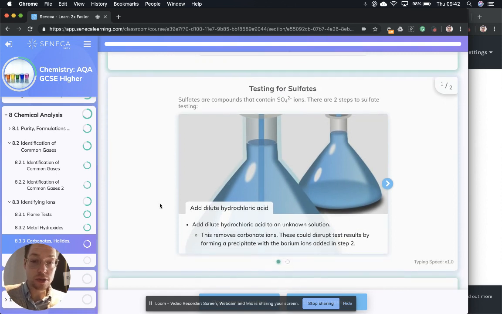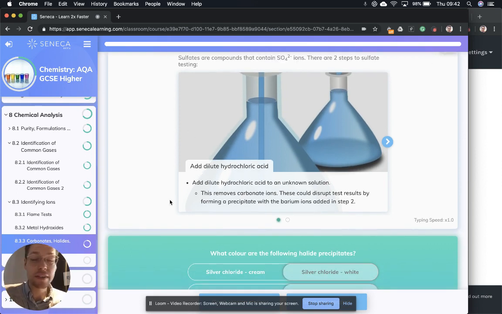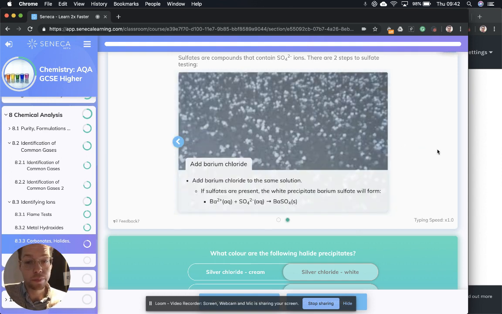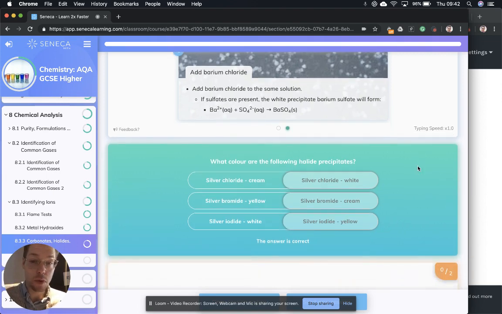Now, testing for sulfates. Let's run through the process. So what are sulfates? They are compounds that contain SO4 ions, and there are two steps for testing. Step 1, we add dilute hydrochloric acid to an unknown solution, and this gets rid of any carbonate ions, okay? And that could disrupt the results because carbonates could form a precipitate with the barium ions in step 2. So, surprise, surprise, we add barium chloride to this solution. Now, if sulfates are present, the white precipitate barium sulfate will form. And the simple equation for this is Ba2+(aq) + SO4 2-(aq) goes to BaSO4.